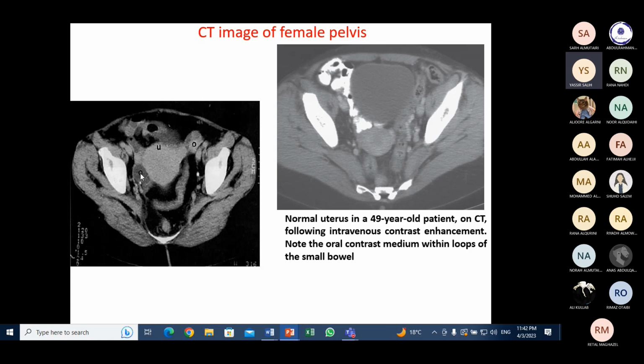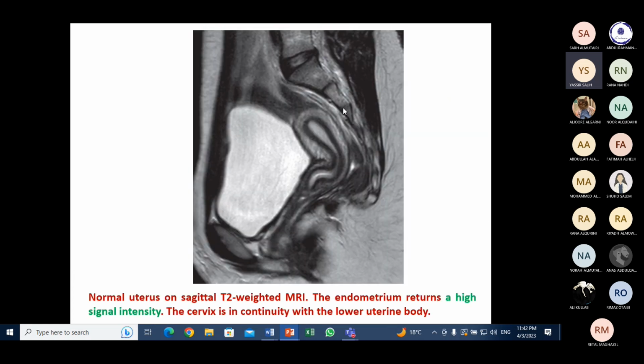On both sides, the ovaries may also be seen, the left ovary and the right ovary. This is the normal appearance of the uterus in CT. This is CT. You can see the bone is very dense. MRI also can be used in many conditions to assess many abnormalities.